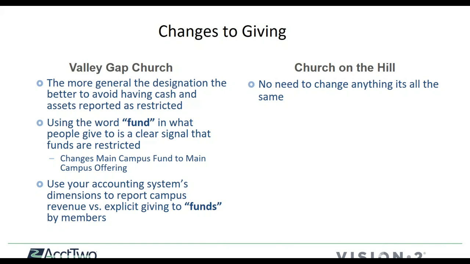But in actuality, what we really mean in most cases is we're not really trying to give to the campus. We're really trying to say, I need to be able to do campus-based revenue reporting, both in my GL and in my giving, and I need to understand that revenue is associated with the campus, because we use giving as a proxy for figuring out attendance and the health of the campus. So we use child check-in and giving and a couple of other things to give us an idea how well a campus is doing.